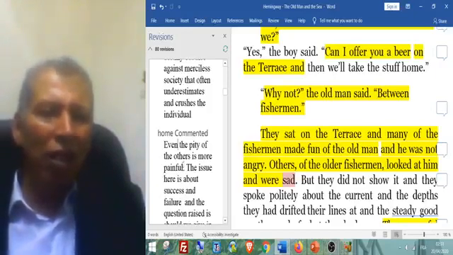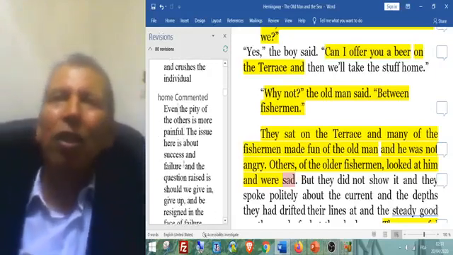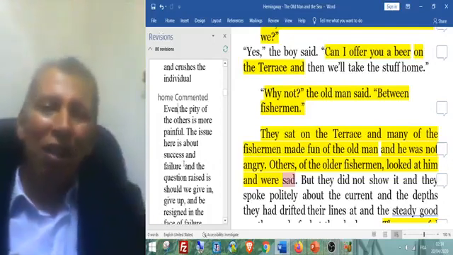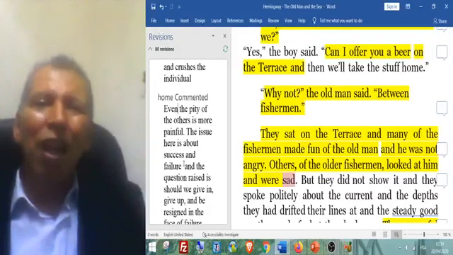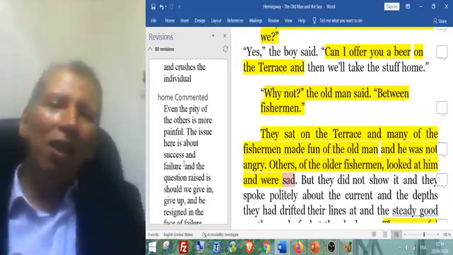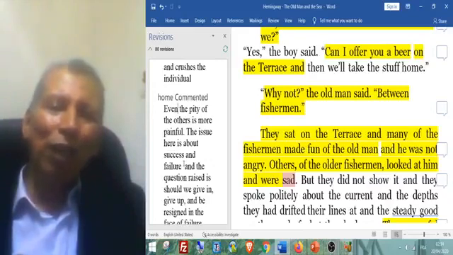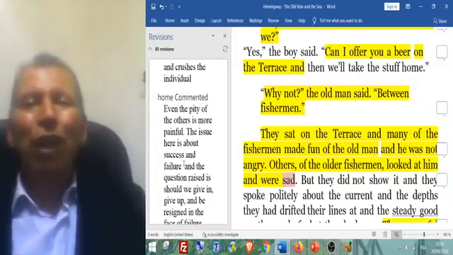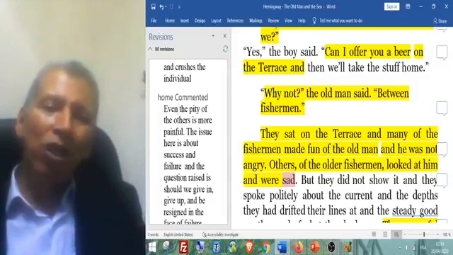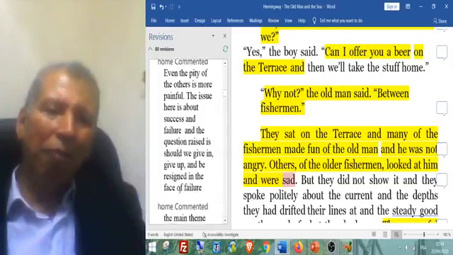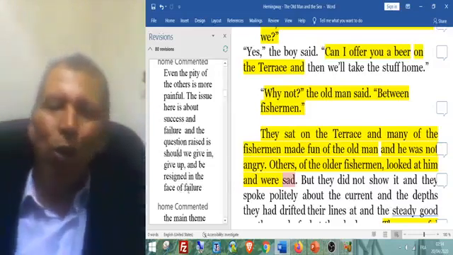The issue here is about success and failure. Yes, this is what Ernest Hemingway is trying to raise. He's trying to raise the issue of success and failure. How can we measure success and failure? How can we sustain success and not fall into failure? Or how can we rise from failure into success? These are the lessons that Hemingway is ready to teach us, or to impart to us. The question raised is that should we give in or give up, be resigned in the face of failure? The answer, of course, is no, according to Hemingway.